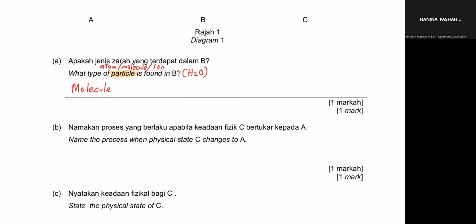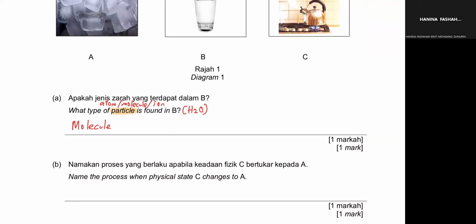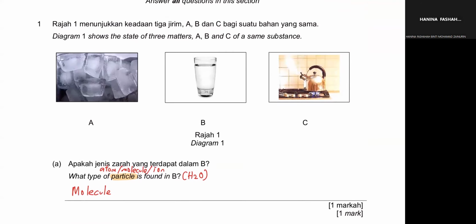Now, question B asks to name the process when physical state C changes to state A. I will read it back in case you forget. This is solid, this is liquid, this is gas. Solid to liquid is melting. Ice melts and becomes water. Then liquid becomes gas means boiling, or sometimes you can call it evaporation.